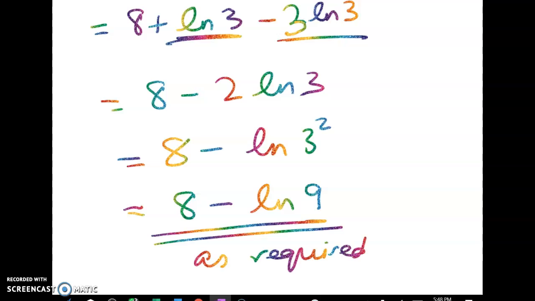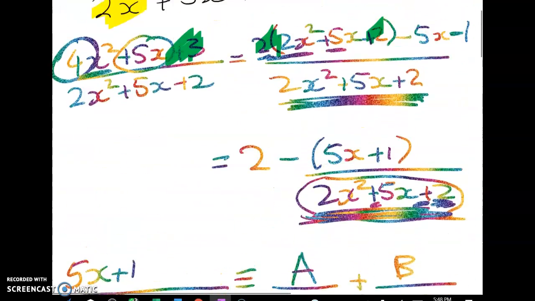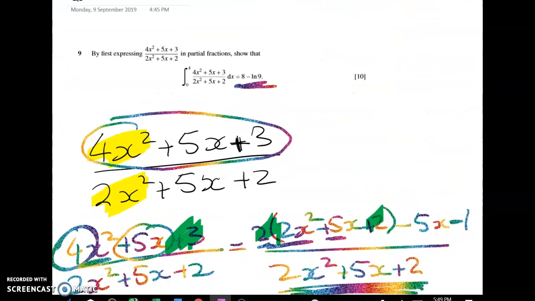As required. So there you go, 10 marks in the bag. Nothing too bad as long as you remembered that initial partial fractions setup. So it's one of those questions where I think most candidates probably would have got close to full marks or not many marks at all. Hopefully you'll be one of the ones who got close to full marks.